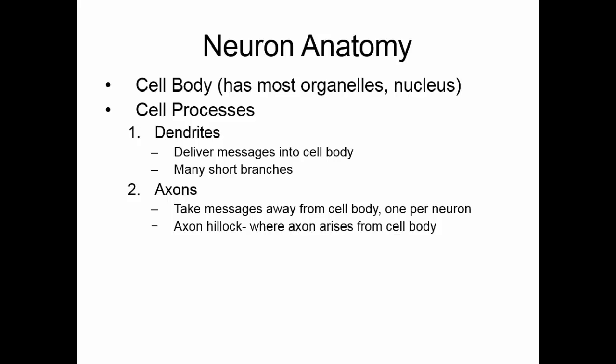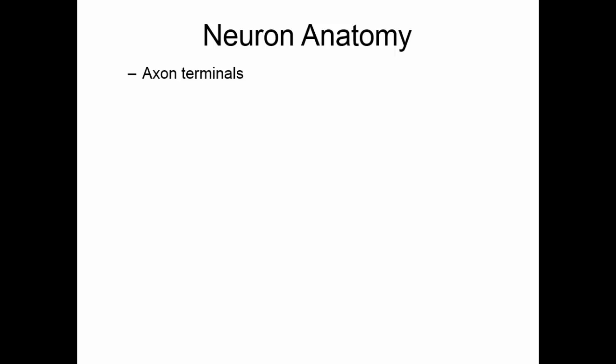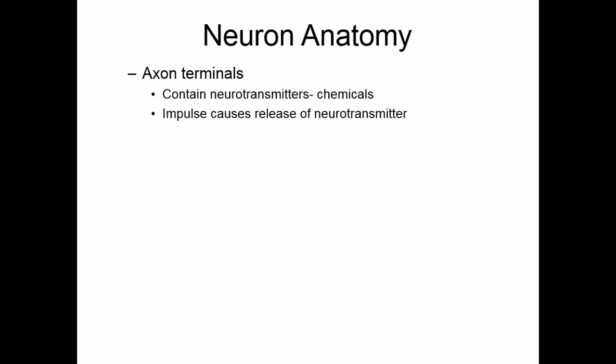The axon hillock is where the axon is attached to the cell body. The axon terminals are the branching ends of the axon. This is what is going to communicate with the next cell. The axon terminals contain the neurotransmitters. These are the chemicals that transmit information from the neuron to the other cells of the body. When a nerve impulse gets all the way to the axon terminals, it causes the release of the neurotransmitter.